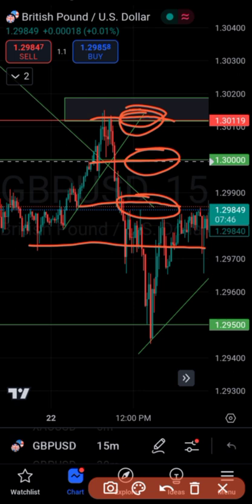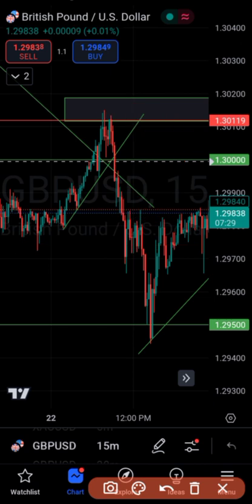Now, this strategy I'm dropping here is something that actually works very well for both gold and GBP. But I would advise you to use it more on GBP, because the volatility on GBP is not as high as gold. Gold can just start fluctuating, and it just messes everything up.